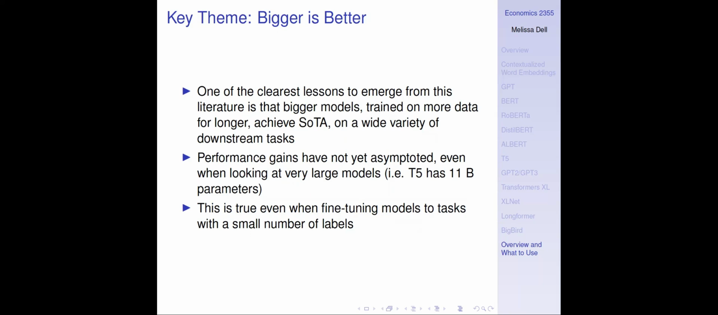And so one of the clearest lessons to emerge is that bigger models trained on more data for longer are the ones that achieve state of the art, and they do that on a wide variety of downstream tasks. And amazingly, these performance gains have not yet asymptoted out, even when looking at very large models. If you go to T5, which has 11 billion parameters, you still see this increase in performance on downstream tasks that comes with model size. And this is true even when you look at downstream tasks that involve fine tuning on small data sets.